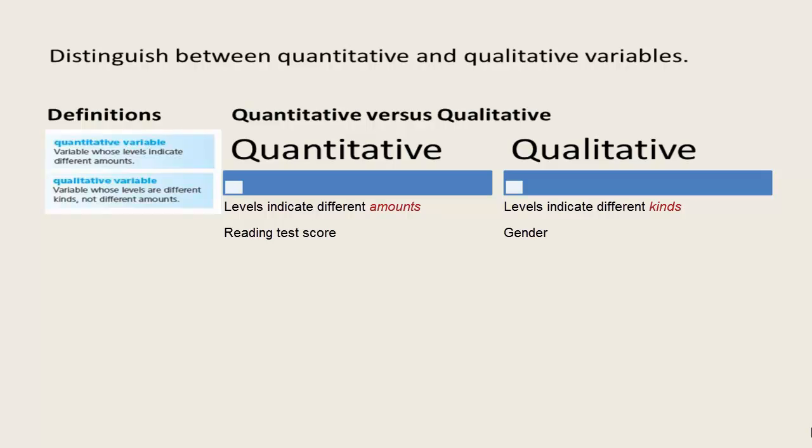Even if we ascribe a value to each gender to make the recording of our data easy, such as male equals 0 and female equals 1, these numbers describe the different kinds of gender, not the different amount of gender. Other examples of quantitative variables may be GPA, height, weight, and age. Qualitative variables may be ethnicity, hair color, and zip code.